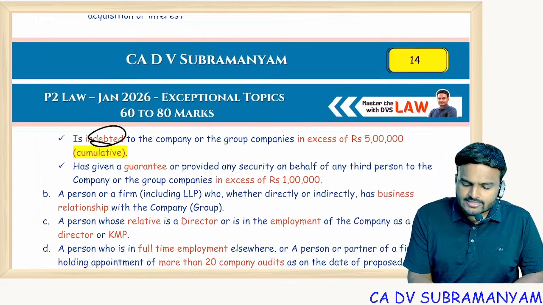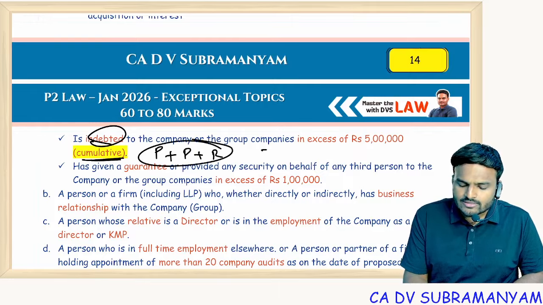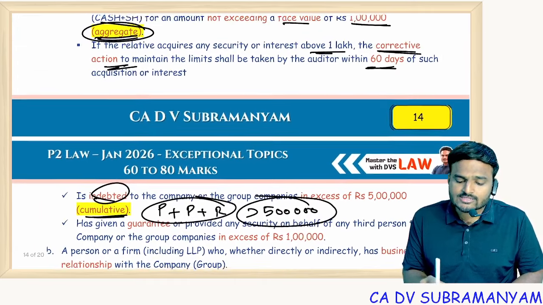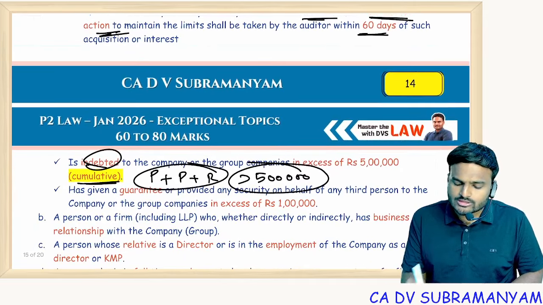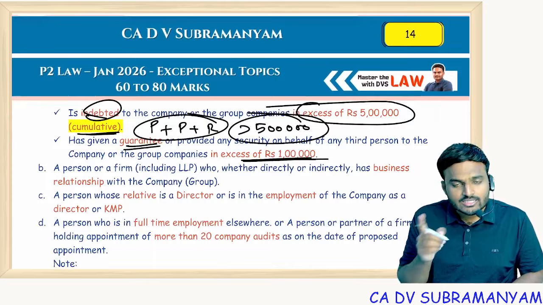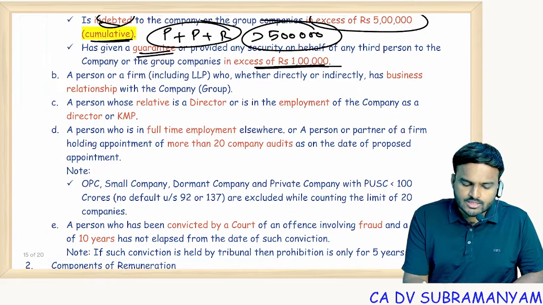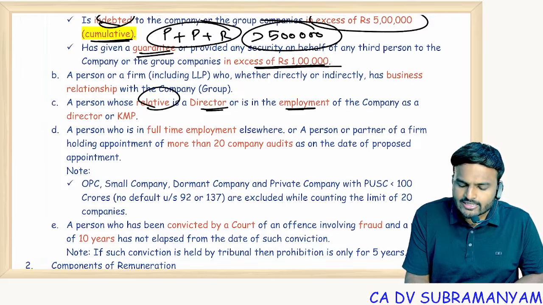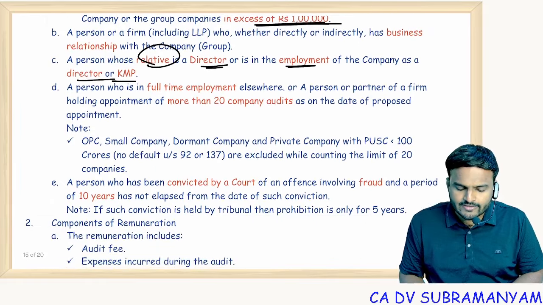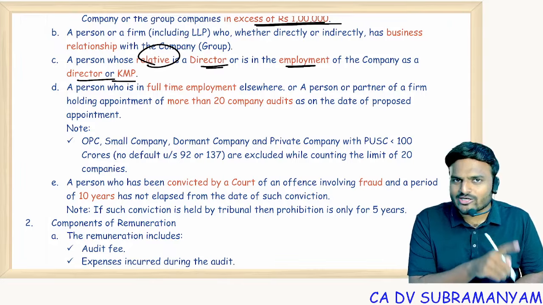Next, coming to the indebtedness, cumulative basis, that means person plus partner plus relative. Cumulatively, if indebtedness is in excess of 5 lakhs, disqualified, but if it is up to 5 lakhs, no disqualification. In excess of 5 lakhs, disqualification. Guarantee also, in excess of 1 lakh, disqualification only. Next one. A person whose relative is a director or KMP, then that person is disqualified. Not only that person, his audit firm is also disqualified. Getting my point? His entire audit firm is also disqualified.